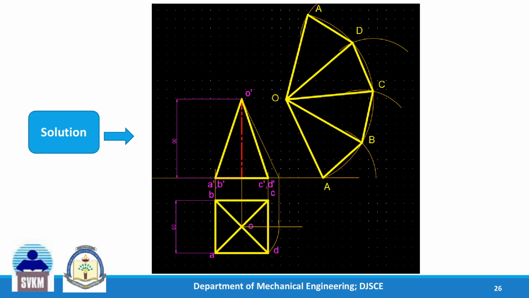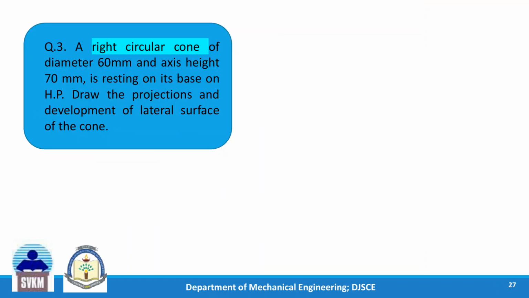That is the solution now. Let us see a few more sums. Let us see this now. A right circular cone of diameter 60 mm and axis height 70 mm is resting on its base on HP. Draw the projections and development of lateral surface of the cone.